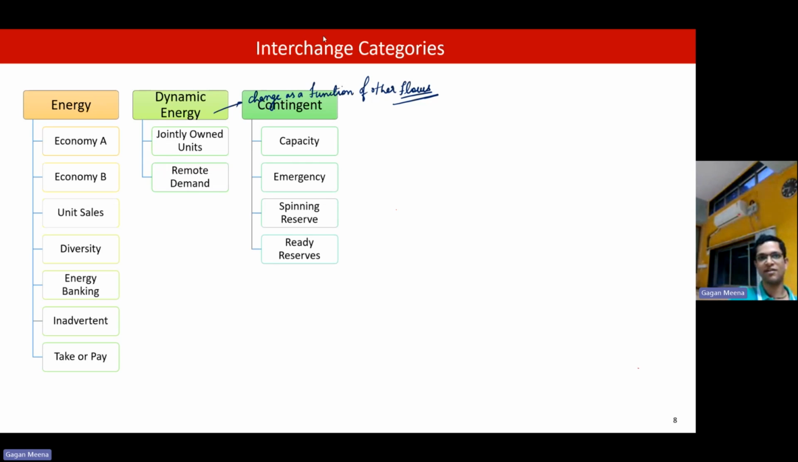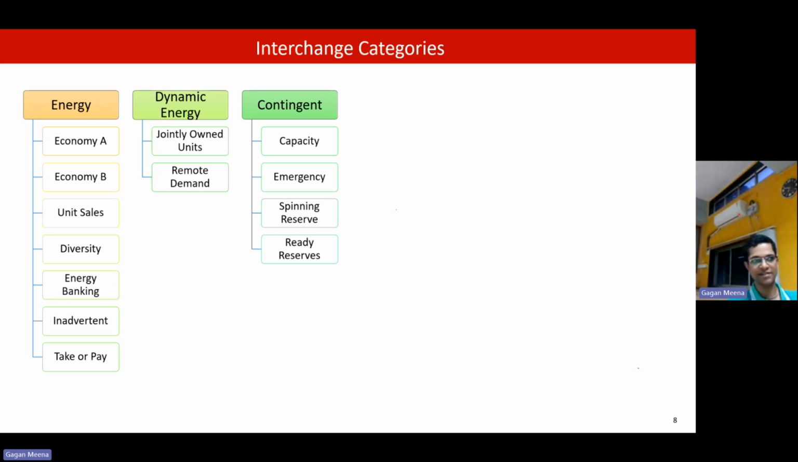The third category is the contingent. This comes up during contingency. In that case, there can be faults in a transmission line. There can be outages of generators or transformers or transmission lines. In that case, these interchanges will be required. One is the capacity. This is the capacity market where capacity is purchased, so another system can help cover the generation's capacity reserve.